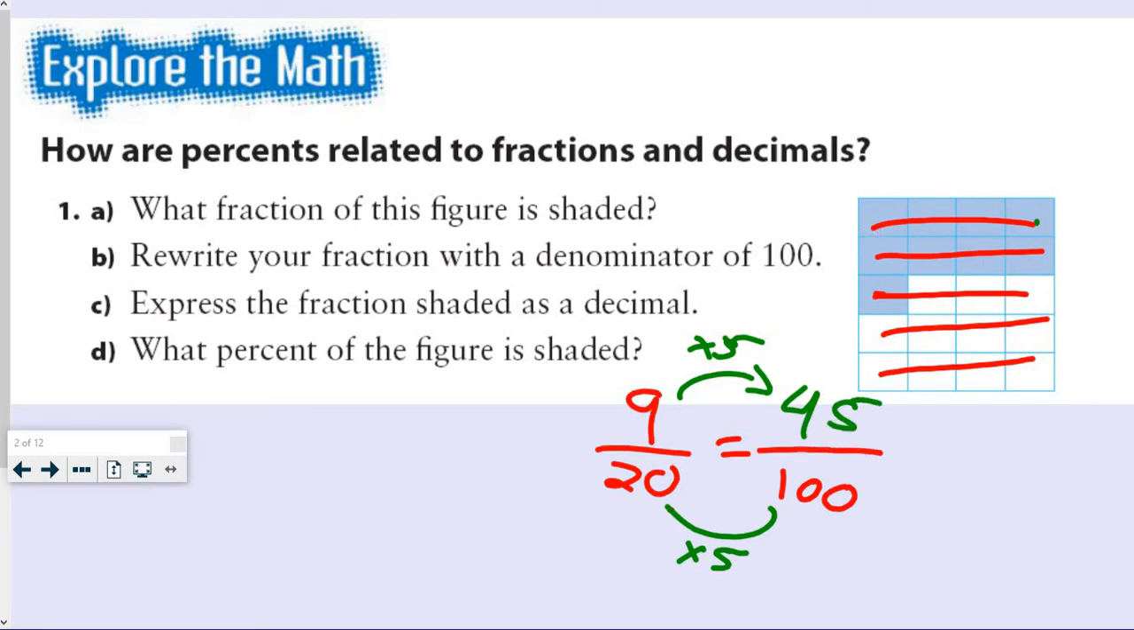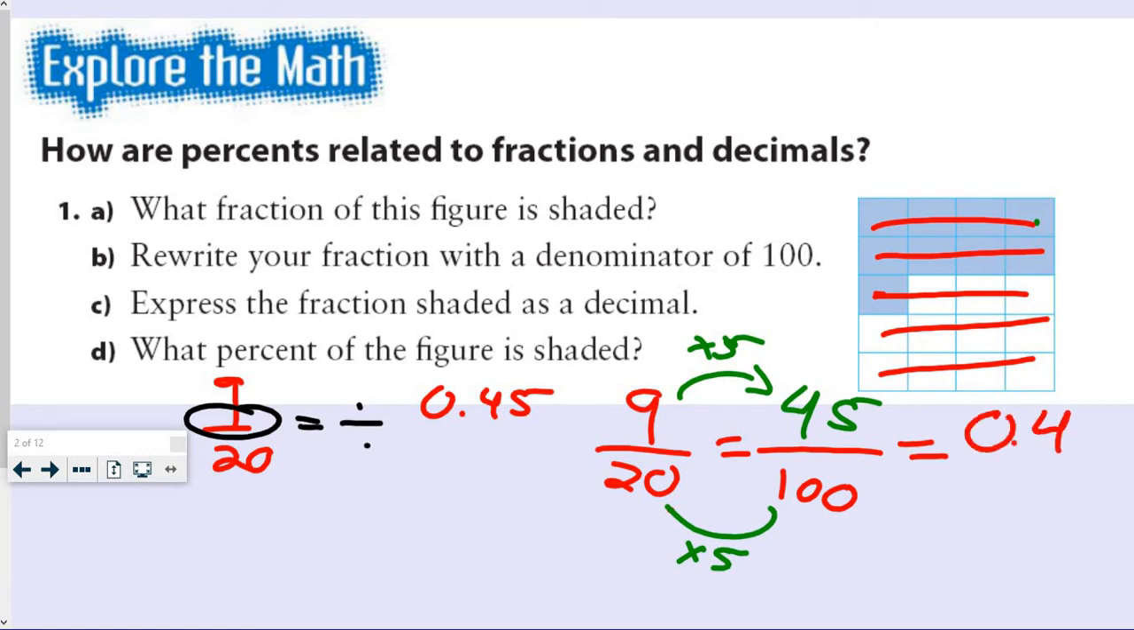So express this fraction as a decimal. When we take 9 over 20, we know that this right here equals divide. So 9 divided by 20 equals 0.45. We know that 45 divided by 100 equals 0.45. So that's the decimal part right here.